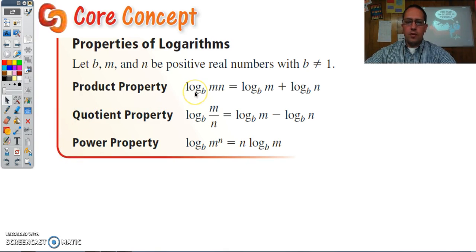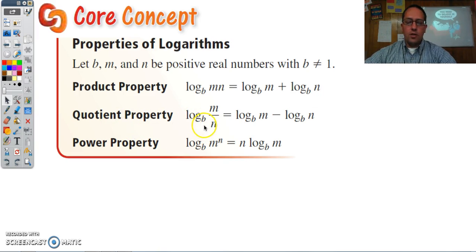Now the product property says if you have log base b of m times n, this is going to equal log base b of m plus log base b of n. So for example, if you had log base 5 of 2 times 3, then that would equal log base 5 of 2 plus log base 5 of 3. Right?